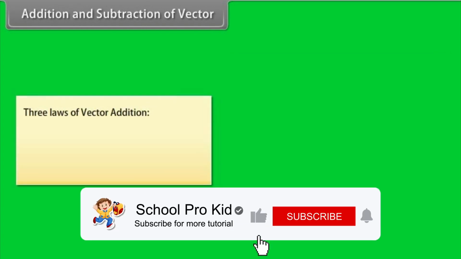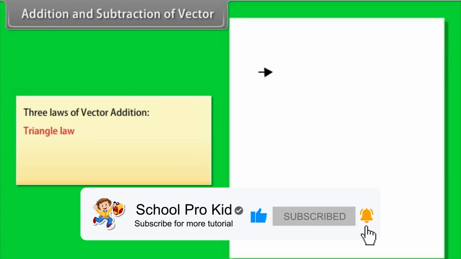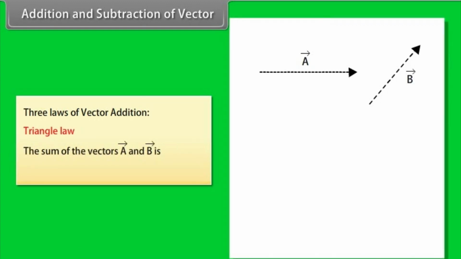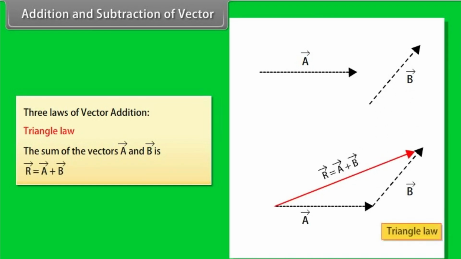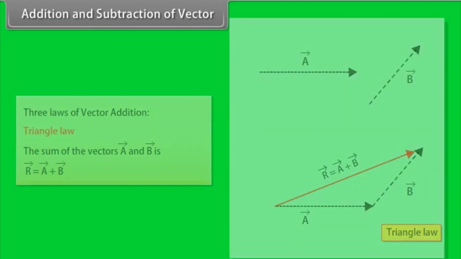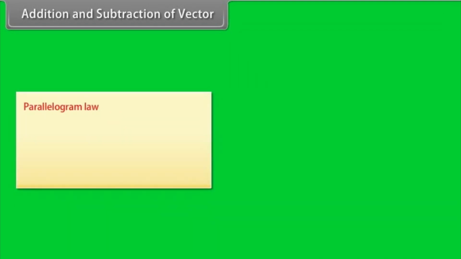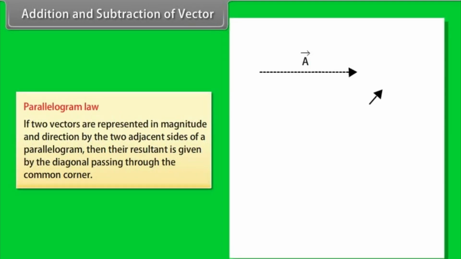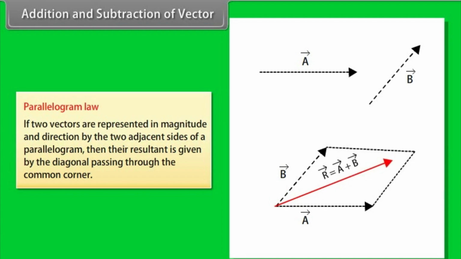Addition and subtraction of vectors. Vector addition is done with the help of three laws. A. Triangle law. The sum of the vector A and vector B is R vector, equal to A vector plus B vector. B. Parallelogram law. If two vectors are represented in magnitude and direction by two adjacent sides of a parallelogram, then their resultant is given by the diagonal passing through the common corner.